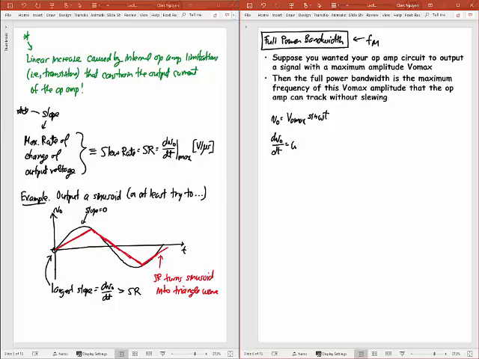So if I take the derivative of that, that's going to be omega times V naught max times the cosine of omega t. Okay, and so this really is what we care about here. This is going to be basically dV out dt max. So that's going to be the highest rate of change of the output voltage when our signal is at maximum power. So that's dV out dt max at the maximum expected output.